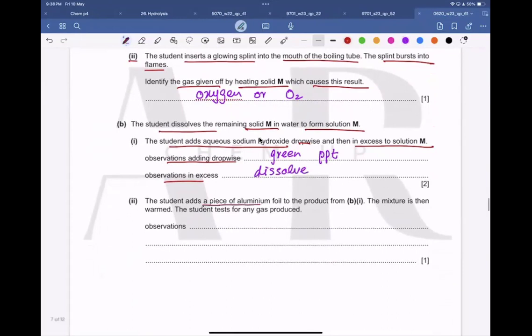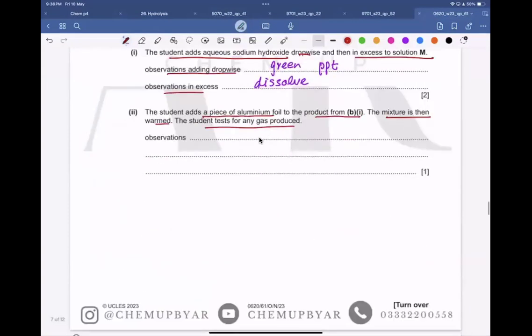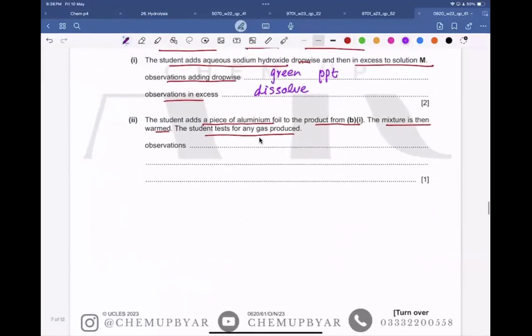Yes. The student adds a piece of aluminium foil to the product from B1. The mixture is then warmed. The student tests for any gas produced. So see, it's a nitrate. That is the test for a nitrate. So the gas is formed, and the test is damp red litmus turns blue. So they are asking for the observation, right? So we can write that damp red litmus turns blue as gas is formed.